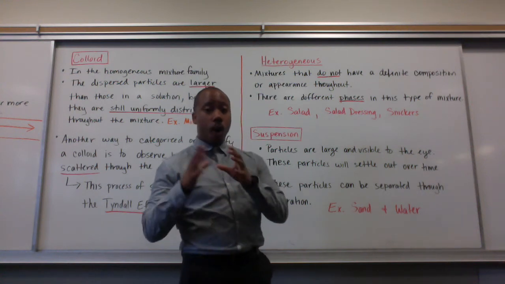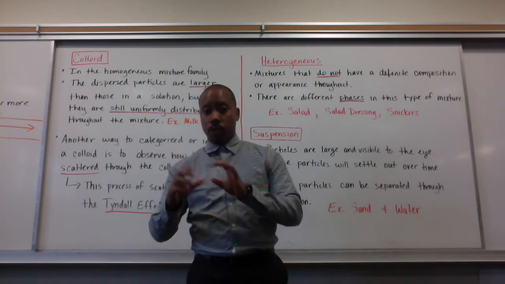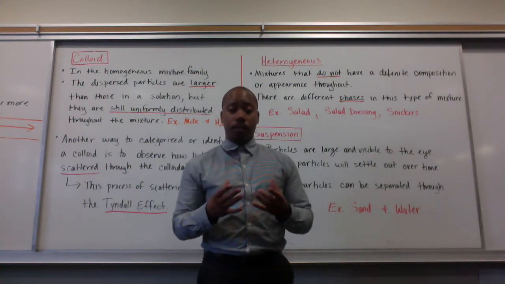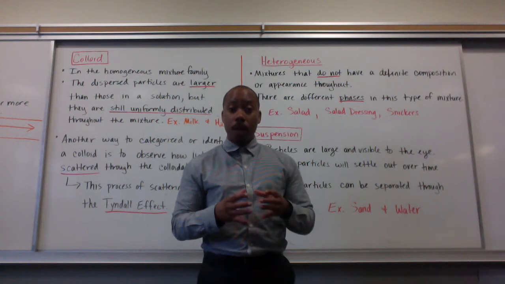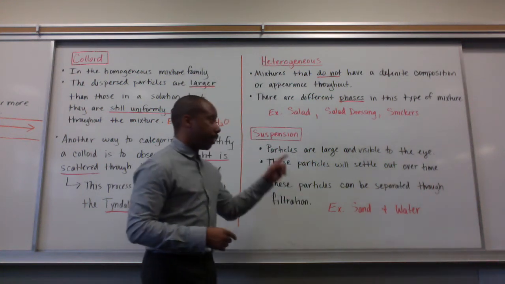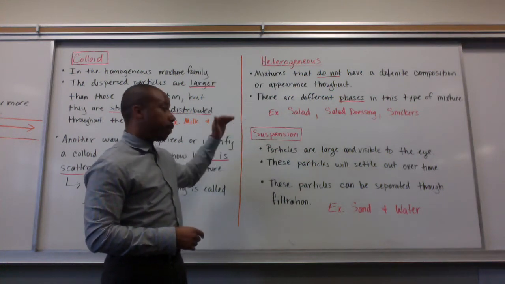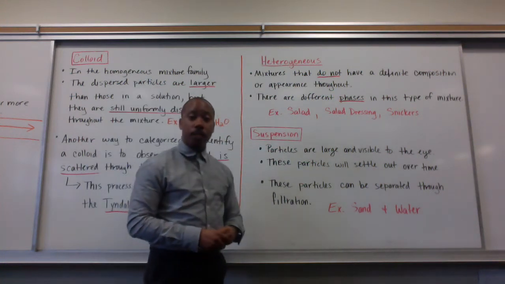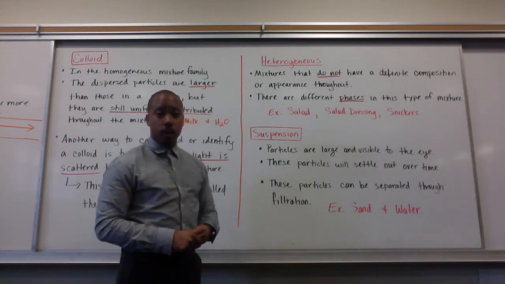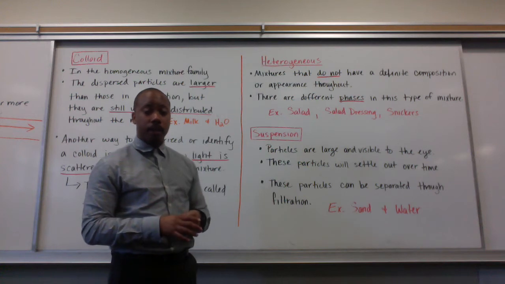Now, just as homogeneous mixtures had different subcategories like solutions and colloids, heterogeneous mixtures have different categories as well. One in particular that I'm going to share with you is called a suspension. A suspension is a specific type of heterogeneous mixture. In a suspension, the particles are large and visible to the eye. These particles will settle out over time, and these particles can be separated through filtration.